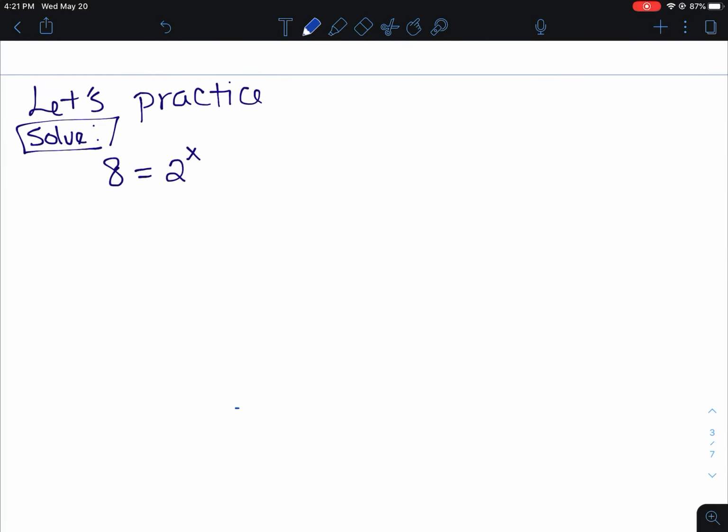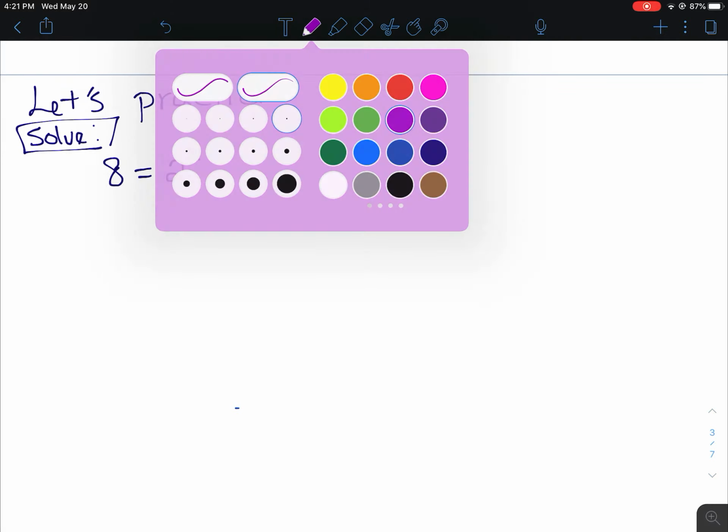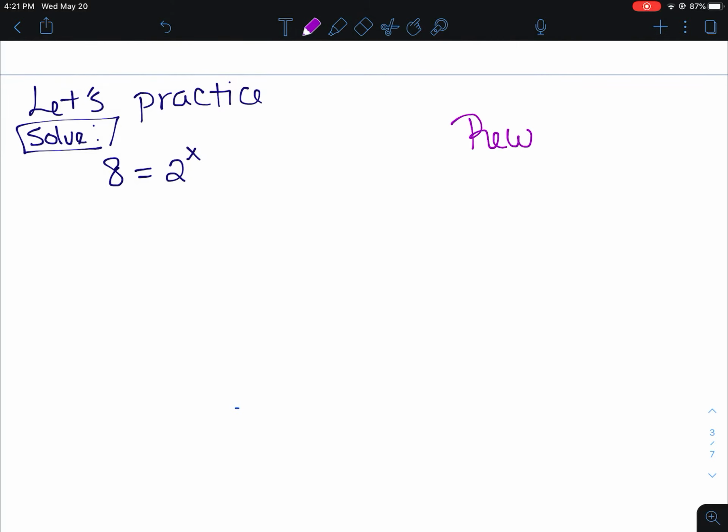Okay, so one thing that you have to remember about this is we want to use those smaller bases to rewrite our problems with. So here I have 8 equals 2 to the x power. And I'm trying to solve for x, but that's an exponent. So I have to think, 2 to what power would give me 8? Well, it's a lot easier if I rewrite them with the same base.